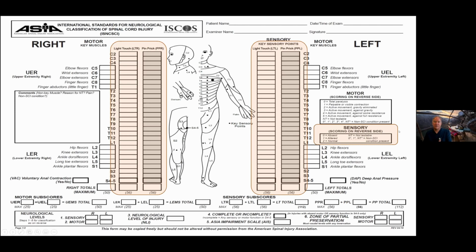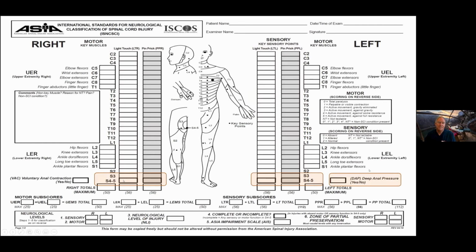And again, you always have this to go back to if you need to. Just as a reminder, 0 is absent, 1 is altered, and 2 is normal. NT is non-testable. 0, 1, or non-testable with an asterisk indicates that a non-spinal cord injury condition is present. So we're going to spend some extra time as we talk through the deep anal pressure. That would be sensation in the sacral elements, and/or light touch or pinprick in the sacral elements are going to be important for us as well.